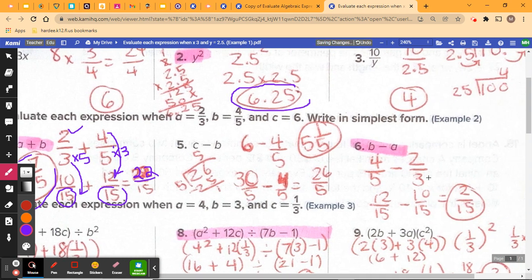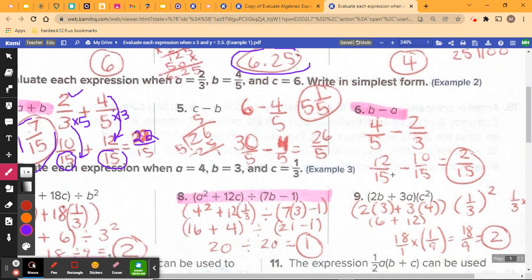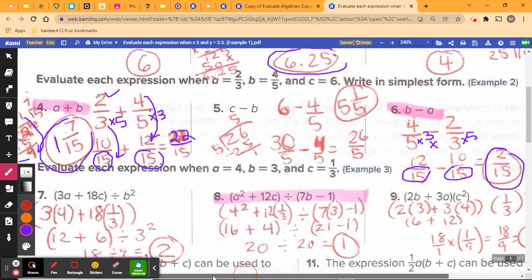For number 6, I had to do the same thing, make the denominators the same. So I just multiplied 5 times 3 and I said, let's just make them 15. This time I had to multiply this times 3, the top and bottom, and this times 5, and then I subtracted. And that one's a proper fraction, so that was the answer. That's all you had to do for that one.